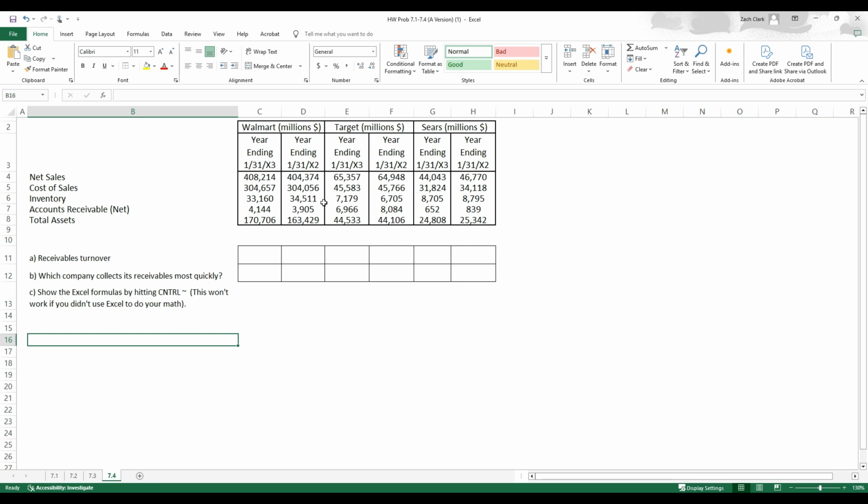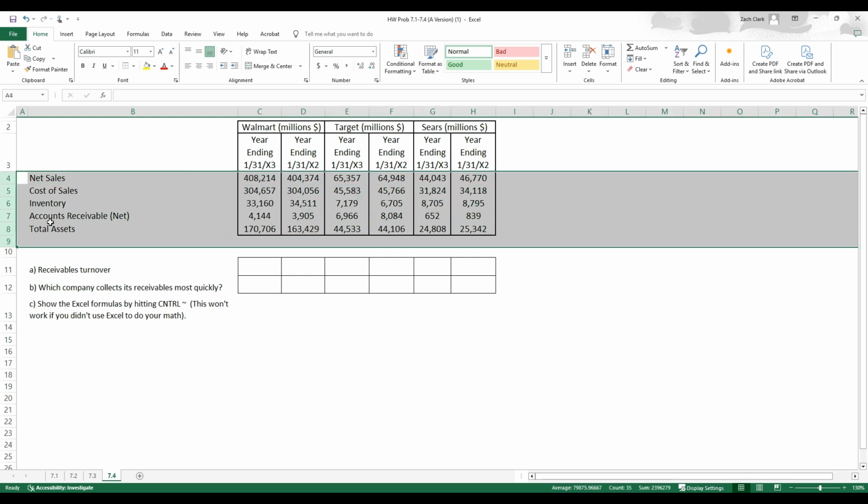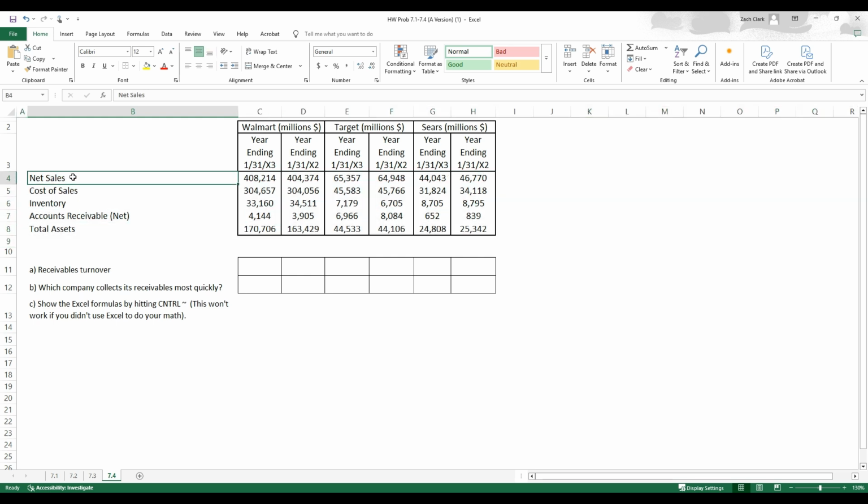And so basically we've got a bunch of figures: Walmart, Target, and Sears. We've got the current year, prior year kind of deal. Bunch of figures here. We've got net sales. Again, remember that's sales after returns and discounts, cost of goods sold or cost of sales, inventory, and accounts receivable net. So that's factoring in the allowance for doubtful accounts, and then total assets.